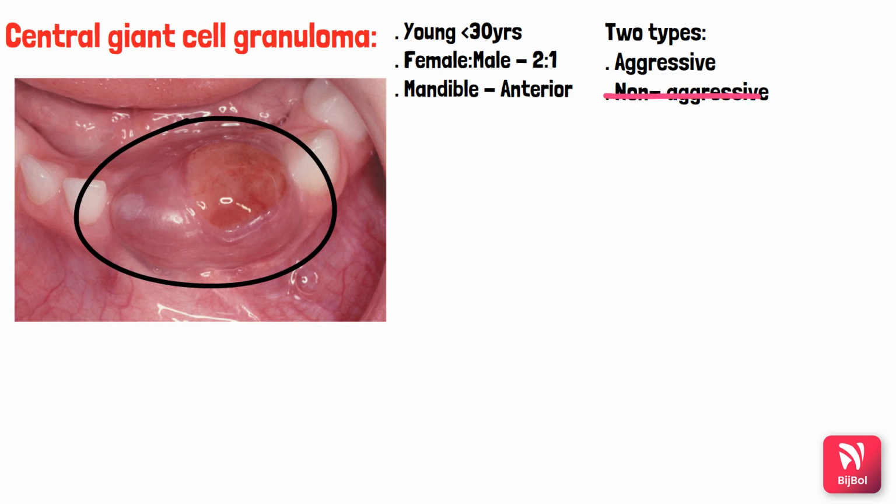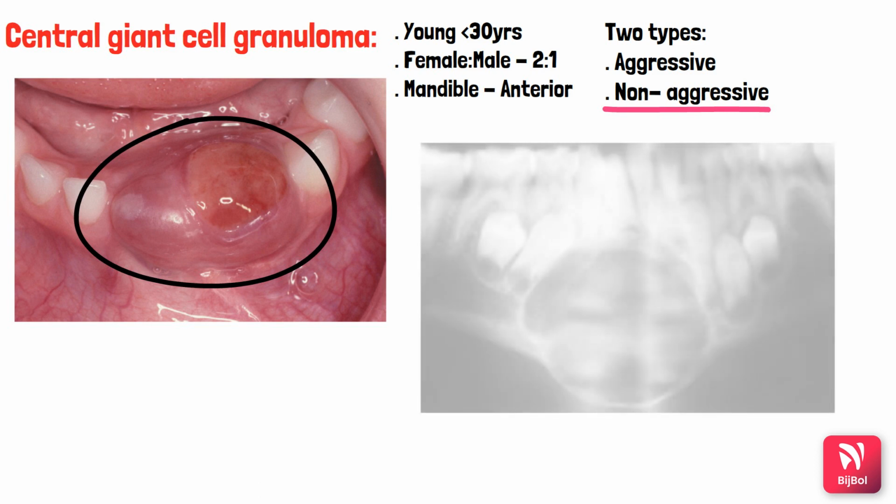Whereas if it is non-aggressive, then the lesion will be slow growing and it doesn't show any root resorption, or any cortical perforation, that is, it doesn't show any bone perforation. So like this, two types are there.